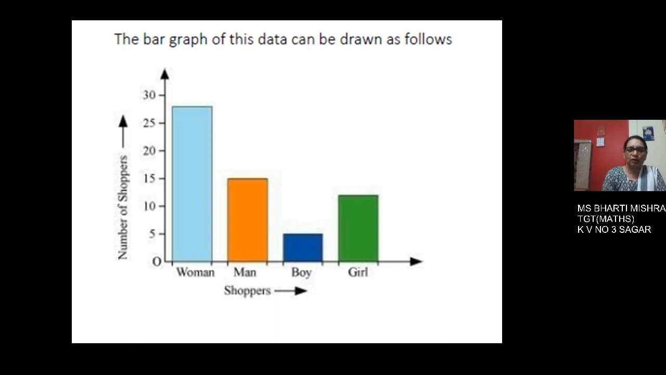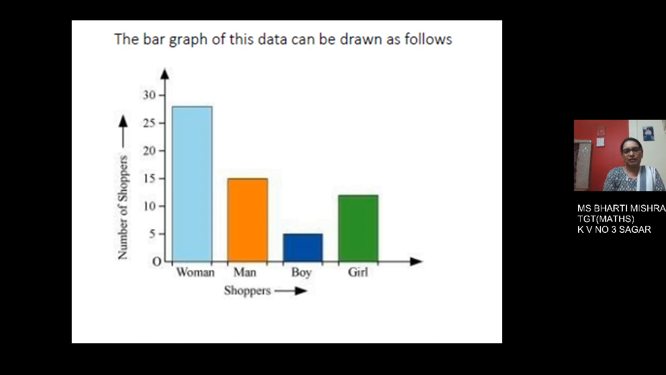Now you see how the arrow we have made here. Below we have written shoppers in the horizontal line, then put an arrow towards the right, then in the vertical line we have written number of shoppers and the arrow placed in the upward direction. The first entry for women was 28. So till 25 and plus 3 comes to be 28. Similarly for the next one we have got 15. For men we have got 15. So the height of this column is 15. Then for boys it is 5.